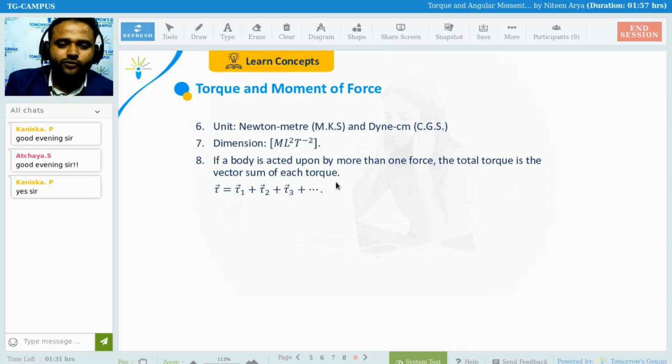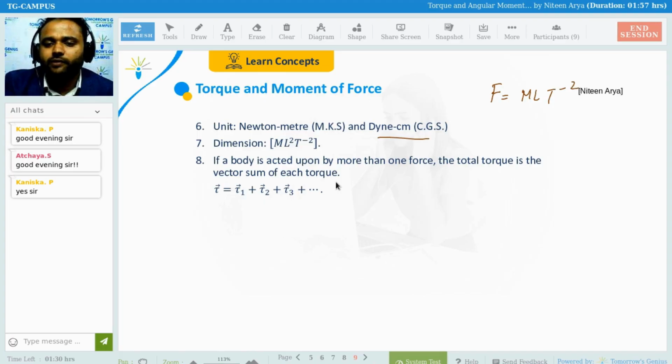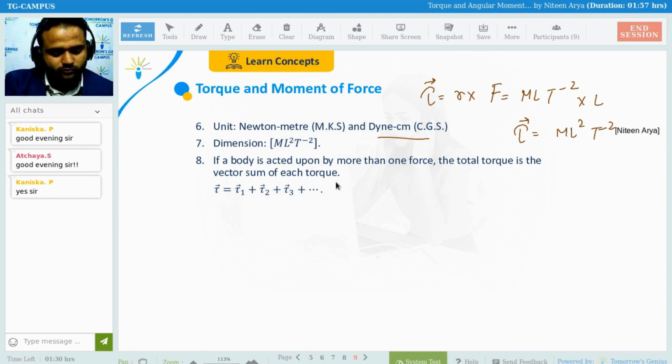These are the units of torque: Newton meter in MKS, and Dyne centimeter in CGS. The dimension is ML^2 T^-2, because we know force has the unit mass into acceleration, MLT^-2, and when I multiply this by R, which is L only, because torque is R cross F, we get ML^2 T^-2. That is the same unit as work done. Work done is force into displacement, ML^2 T^-2, and the same is the unit of energy.